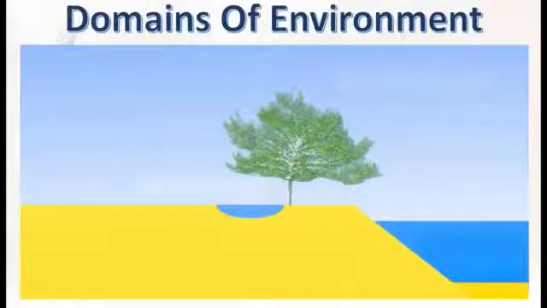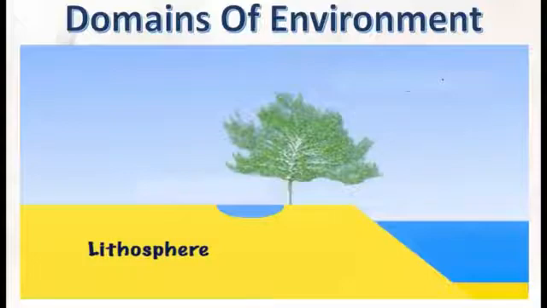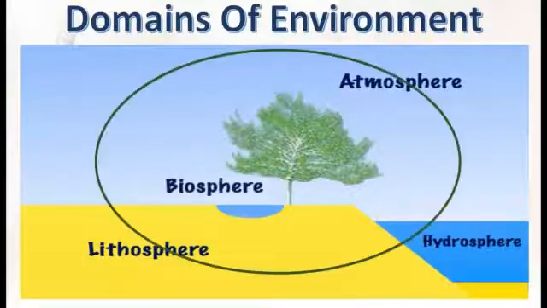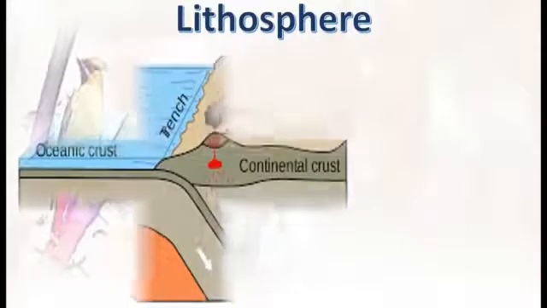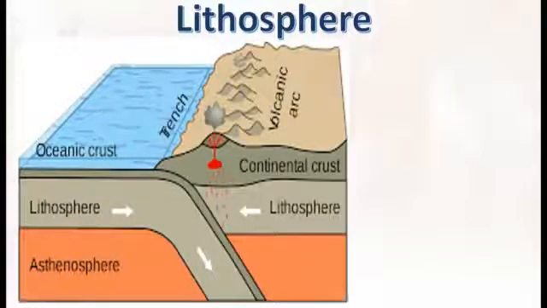There are 4 domains of natural environment, that is lithosphere, hydrosphere, atmosphere and biosphere. Lithosphere. The word lithosphere is derived from the Greek word lithos, which means rock. It is the outermost solid surface or the hard top layer of the earth. It is an irregular surface made up of rocks and minerals and covered by a thin layer of soil.